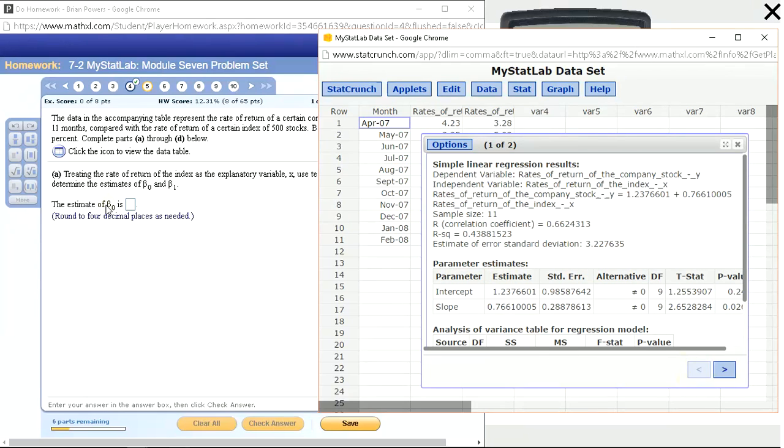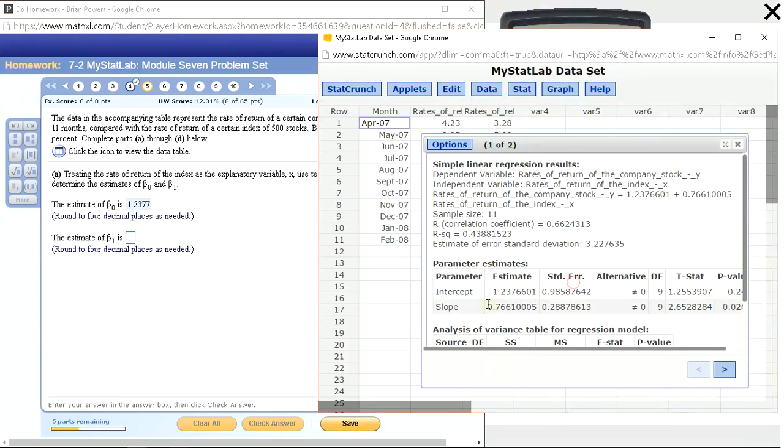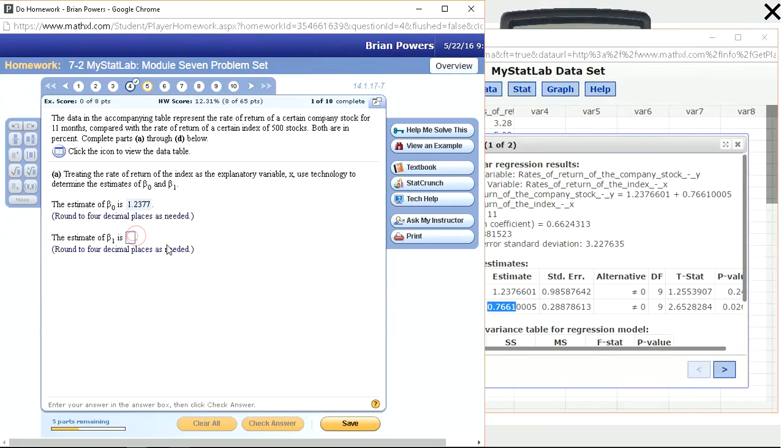Okay, so remember B0 is the intercept. It's an estimate of beta 0, and it is 1.23. It's going to be 1.2377. I have to round to 4 decimal places. Estimate of B1, 4 decimal places, right there. Sorry, the estimate of beta 1.